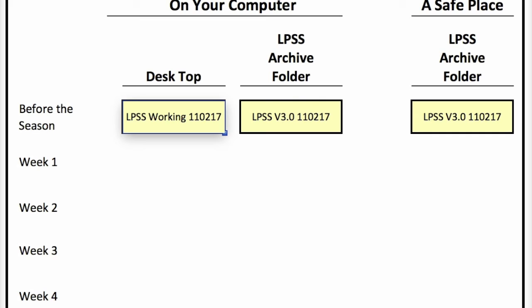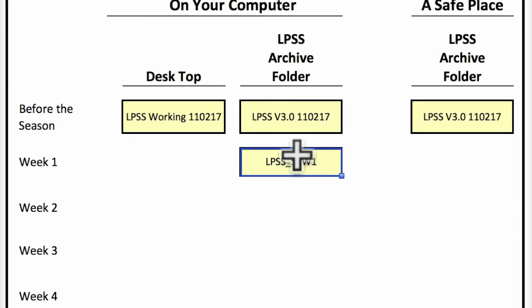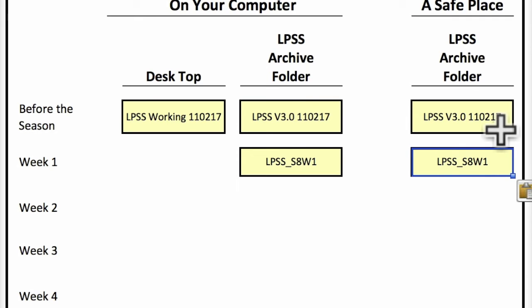We have our first tournament on the first Wednesday, and we end up with an archived file called LPSS S8W1, Season 8, Week 1. I like to take that file off the desktop and put it into our archive folder. I also like to take that copy of that file and put it into our folder, which is off-site someplace. Same for week 2.